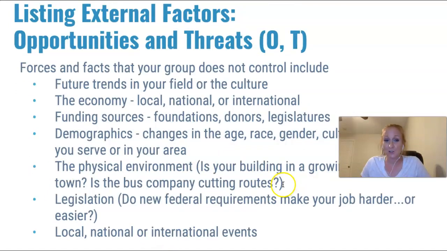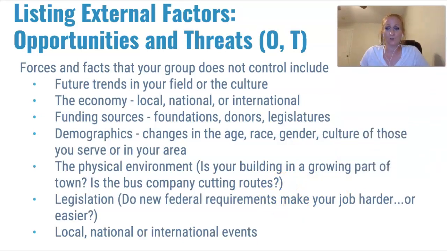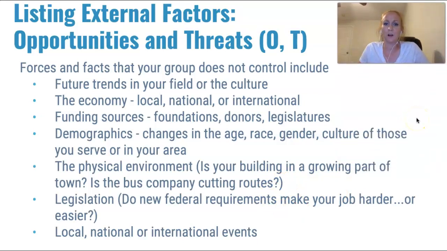When you're listing the external factors, things that are out of our control, that we aren't directly involved in, those are our opportunities and threats. Those are forces and facts that your group does not control. It includes future trends in your field or the culture. So maybe new technologies are coming out and you have to think about how you're going to adapt to those or embrace them. It could be the economy, local, national, or international forces, funding sources like foundations, donors, and legislatures that you don't have direct control over. Demographics, changes in the age, race, gender, culture of those that you serve in your area.